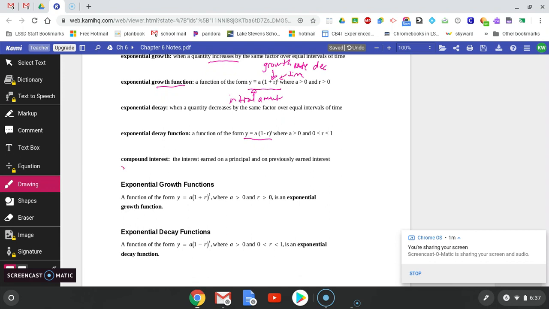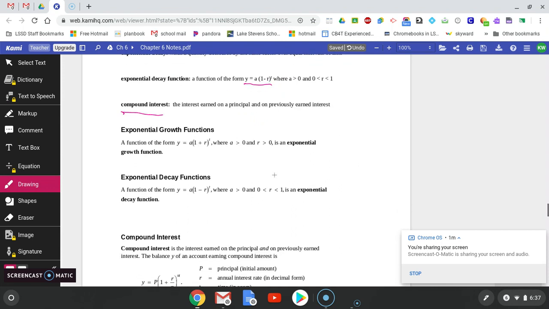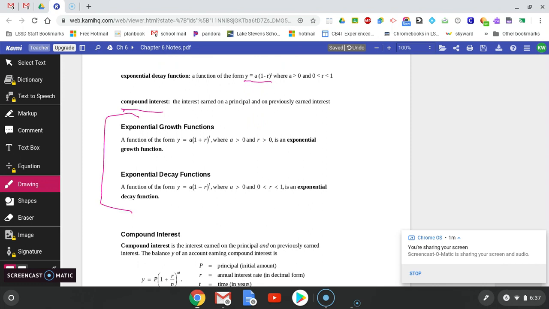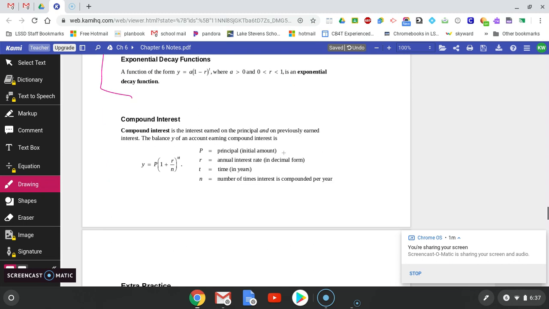Compound interest is something like if you have money in a savings account at the bank, you're earning interest on it. So this next section, exponential growth function, exponential decay functions, that's a repeat. We just copied that down up above. You don't need to copy that again. But the compound interest, you do want to add on to that definition you just wrote down. Okay, so this tells you what each of your variables are.